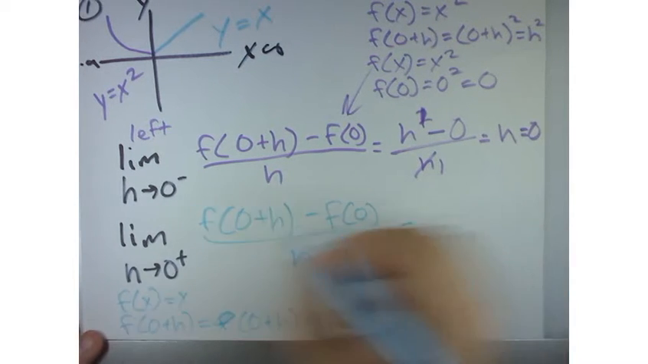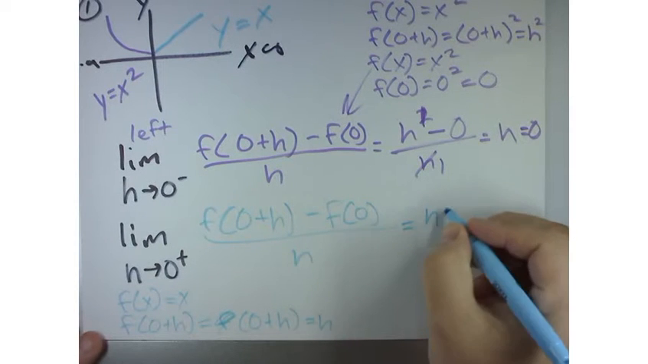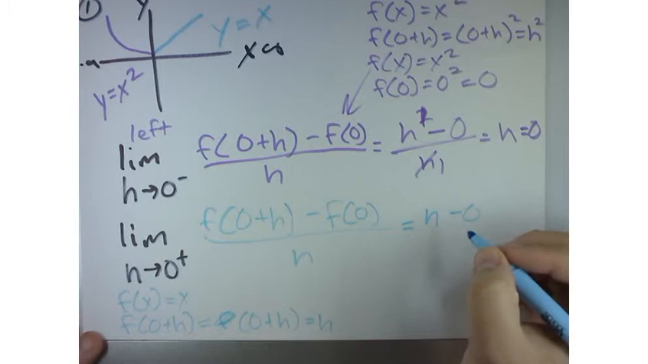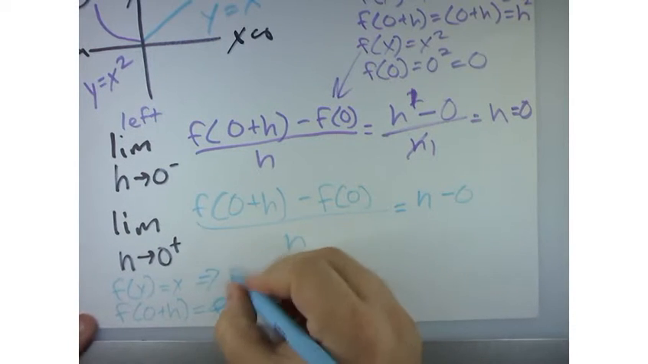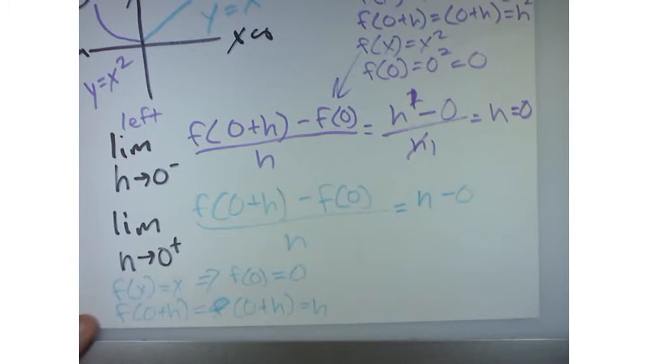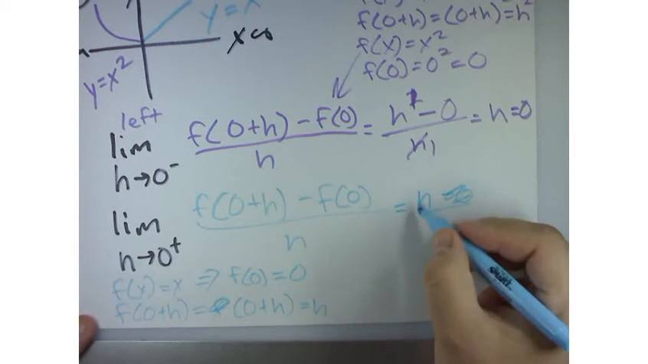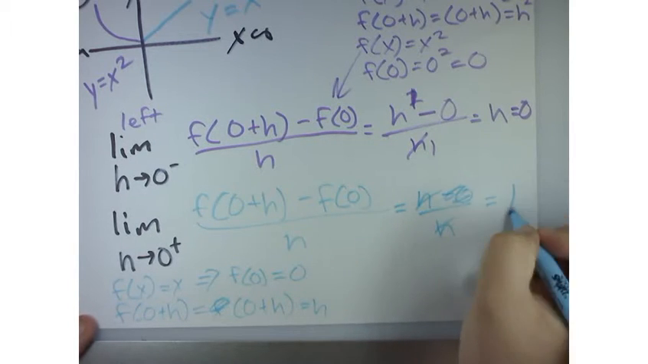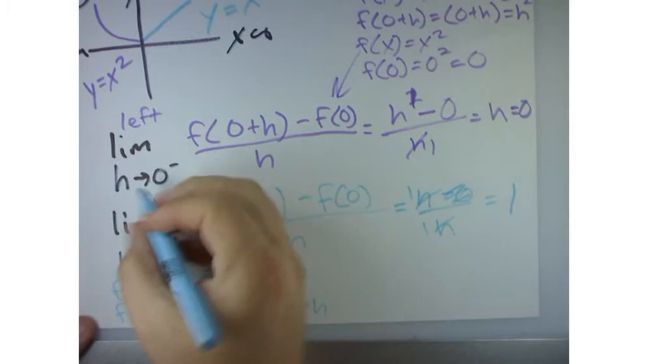So now this one is just going to be h minus 0, right? Because if f of x equals x, then f of 0 is equal to 0. So then I've got h over h, and minus 0 means the same thing, so the whole thing reduces down to 1, right? 1 over 1 is equal to 1. So this is my left-sided limit, this is my right-sided limit.